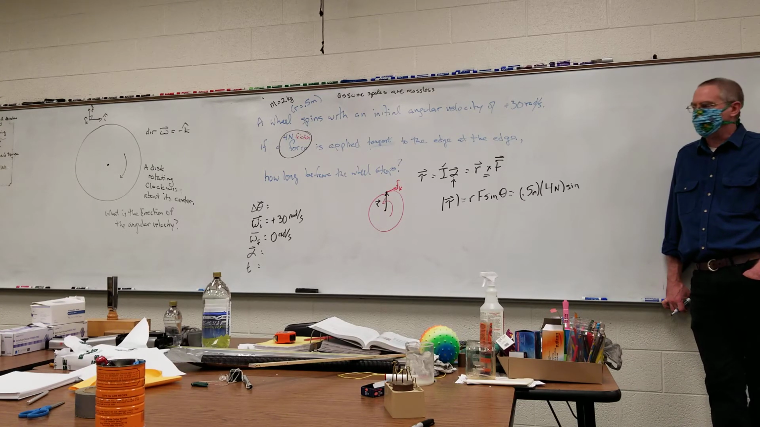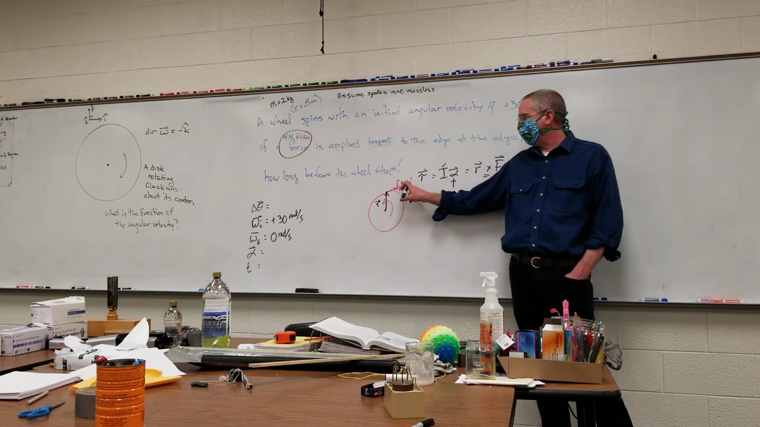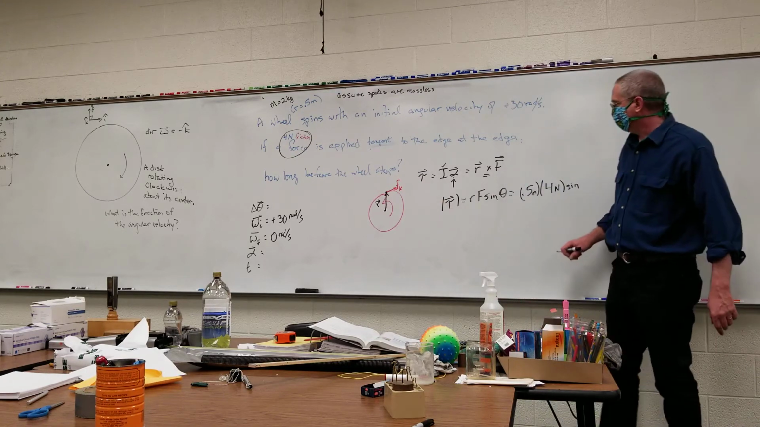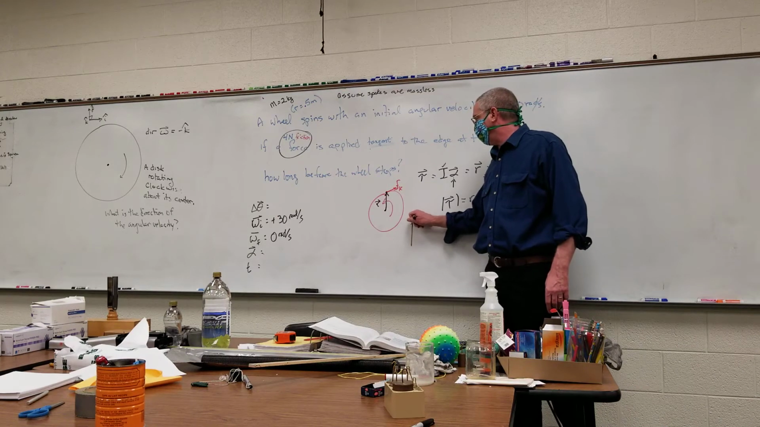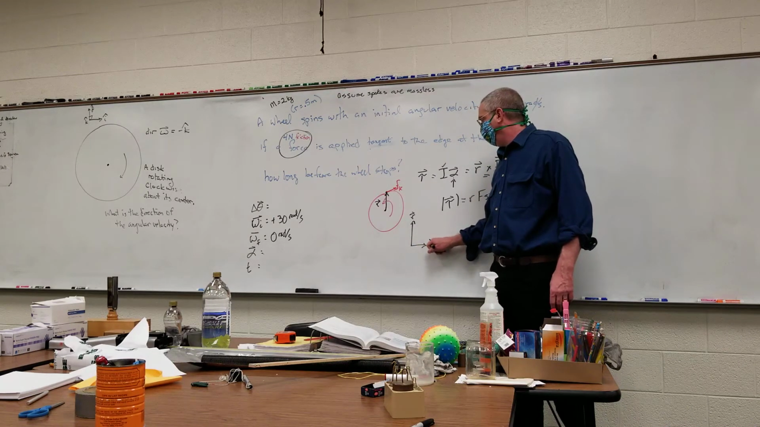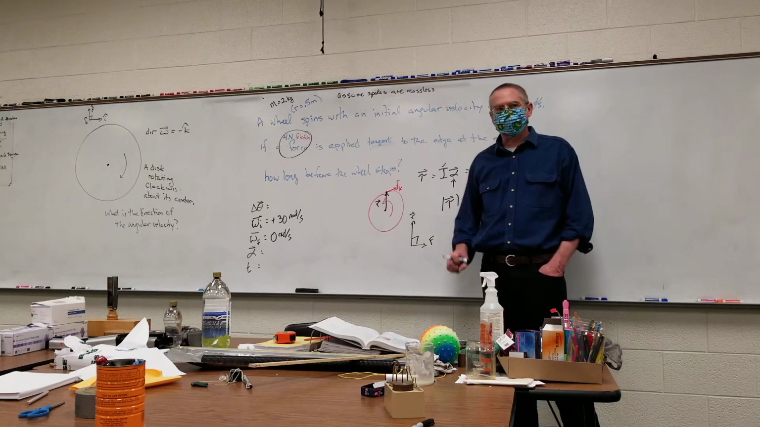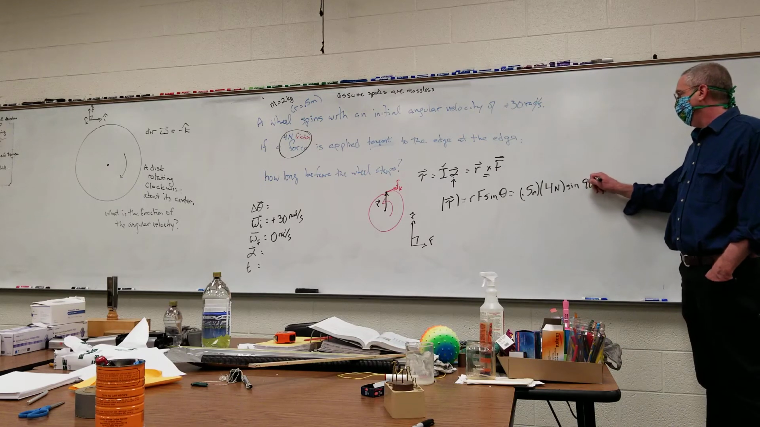Between what? Between R and F, between my moment arm and the force. Since it's perpendicular, is it 90? Yes, it is. Now it's perpendicular because when you put them tail to tail, that's a 90-degree angle right there. When you're trying to find the angle, it's tail to tail that's key, not head to tail. So it's still 90 degrees.